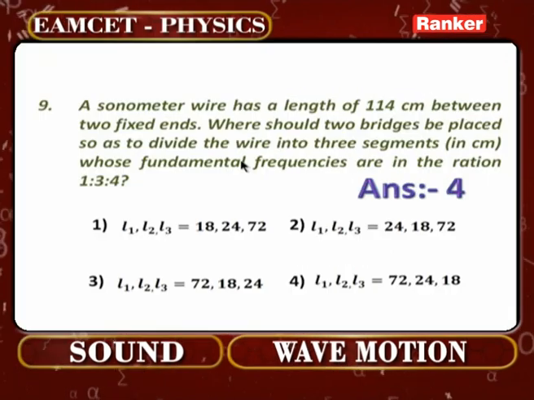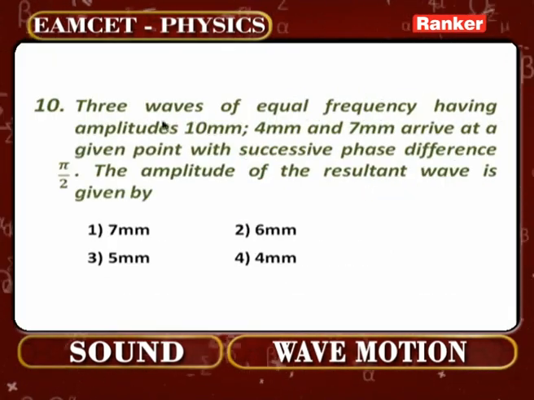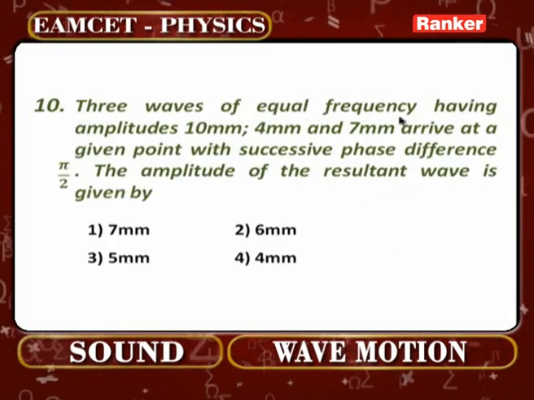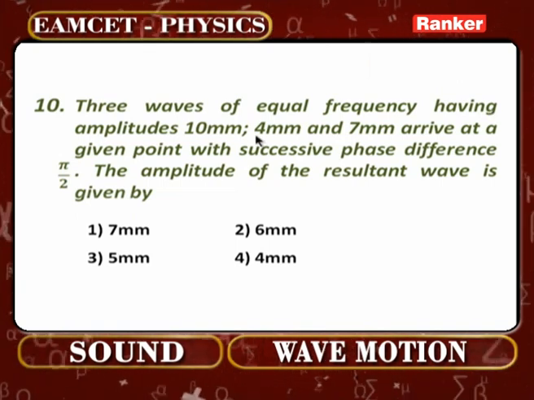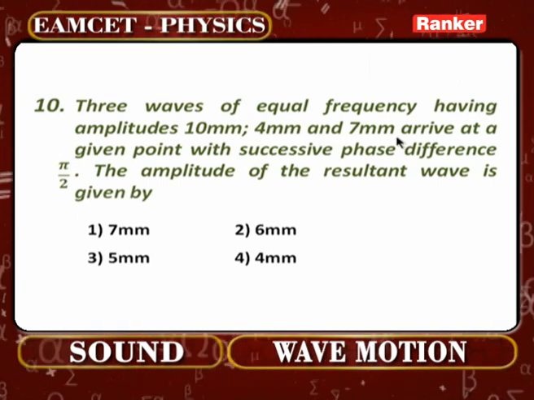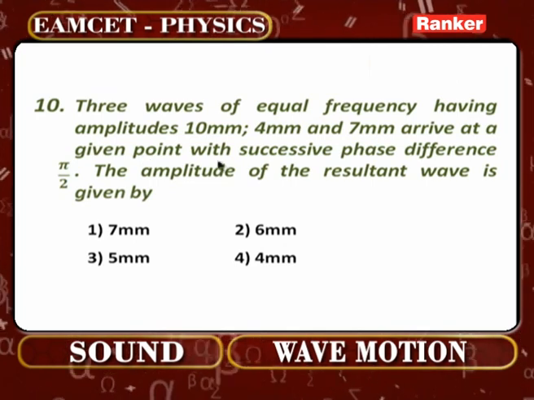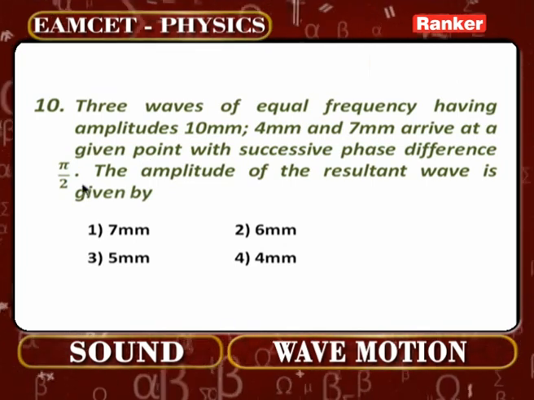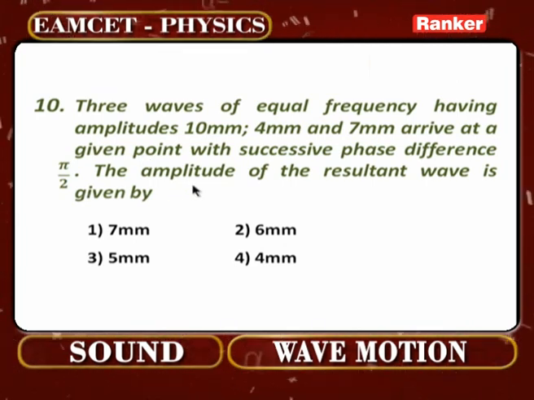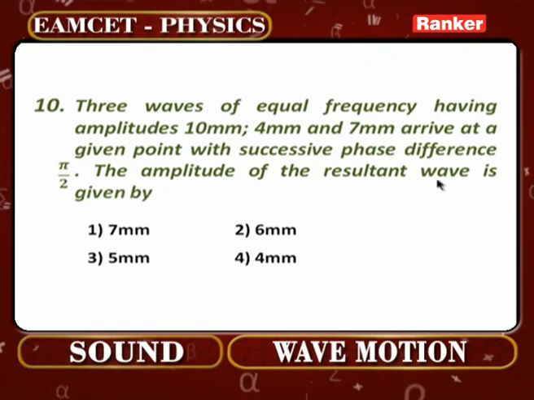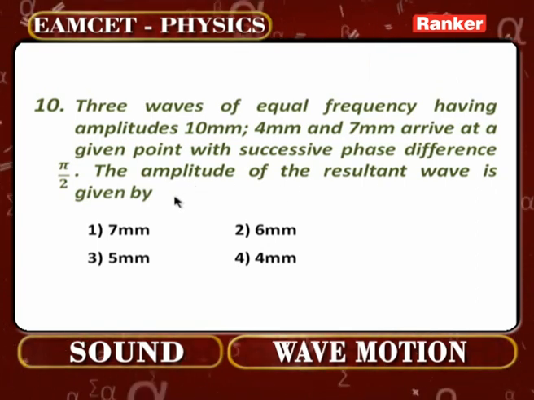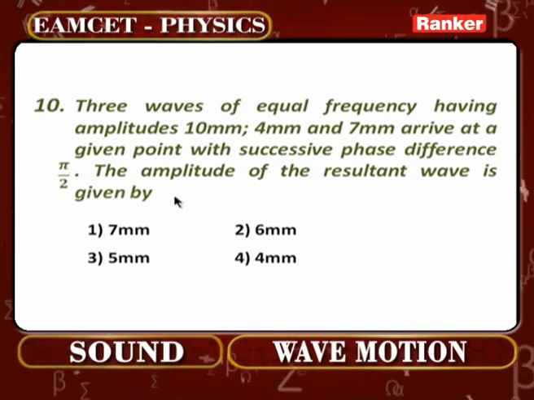Let us check the next one, question number 10 please. Three waves of equal frequency having amplitudes 10 millimeter, 4 millimeter and 7 millimeter arrive at a given point with successive phase difference pi by 2 radian. Let us understand pi by 2. The amplitude of the resultant wave is given by how much? Wonderful question. It is a very simple one.